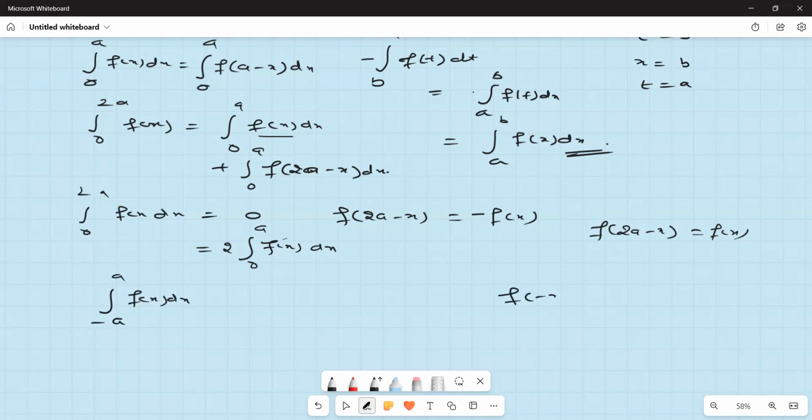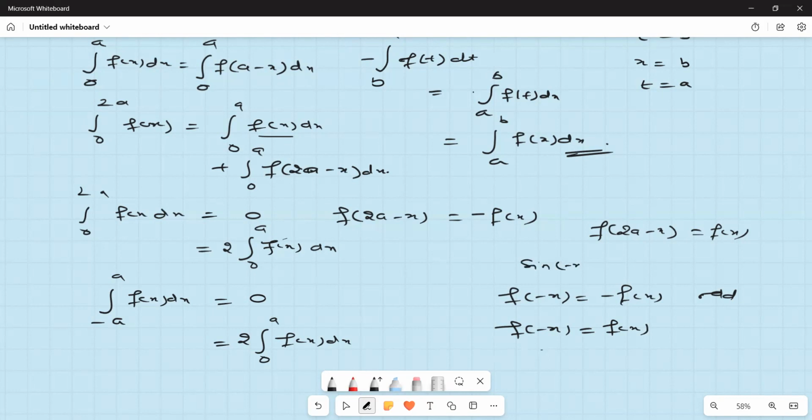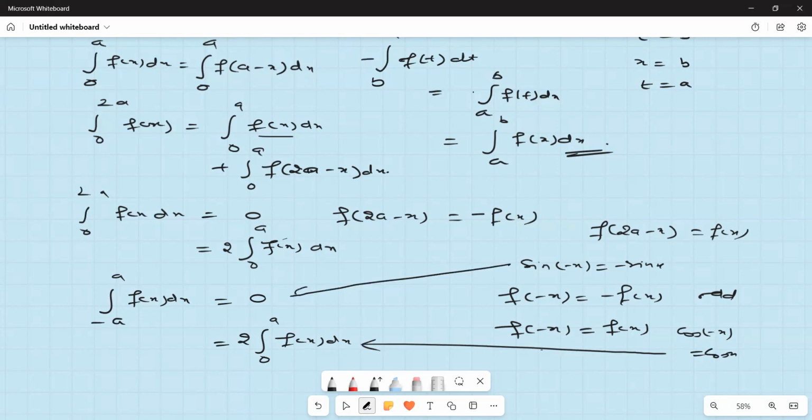So if f of minus x is equal to minus f of x, then it is an odd function, so this will be 0. And twice the integral from 0 to a of f(x) dx when f of minus x is f of x. Example, if I take sine of minus x, that is minus sine x, so this is an odd function. Tan is also odd. But if I take cos of minus x, that is cos x, so that will be an even function. So in this case you will be doing this, and in this case you will be doing 0.